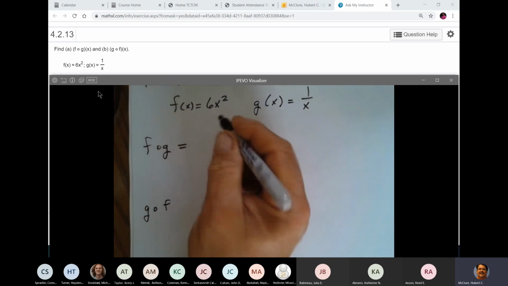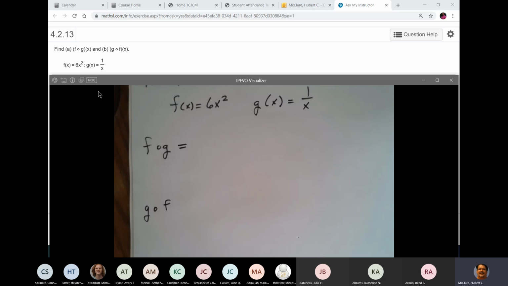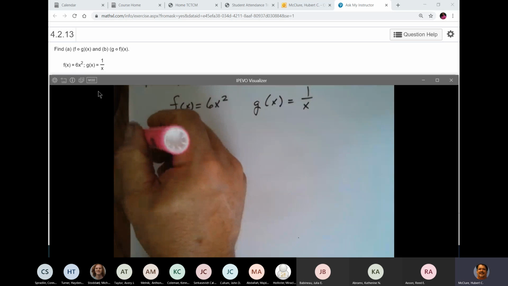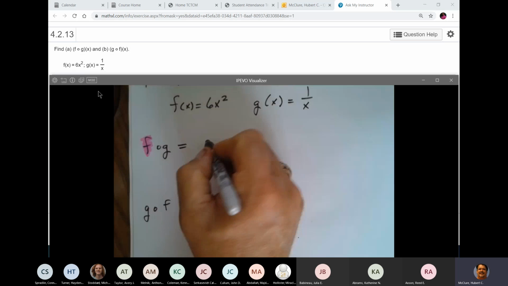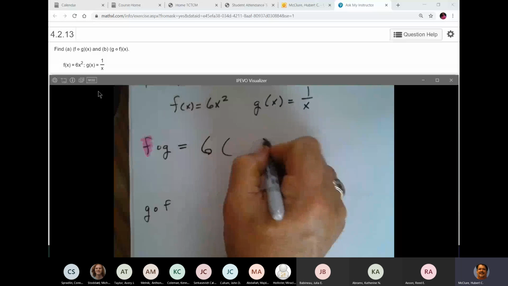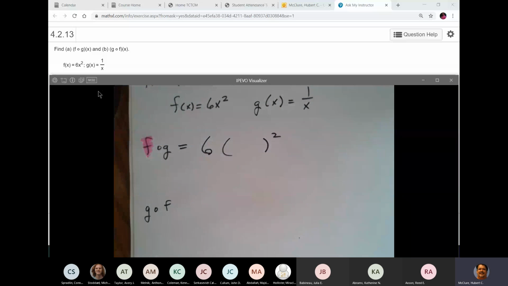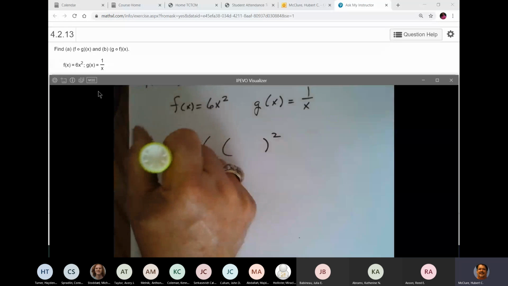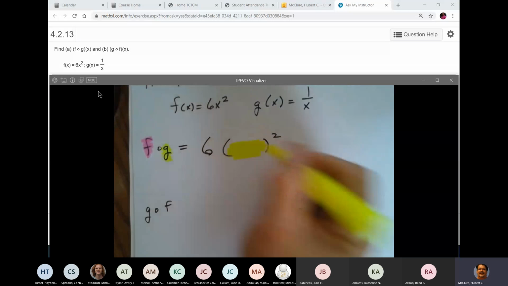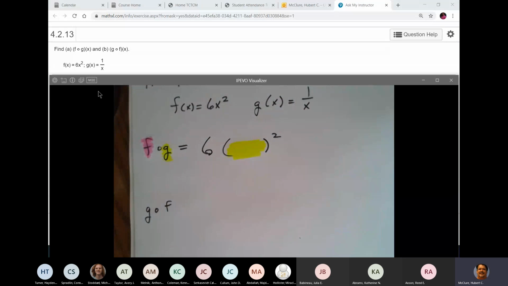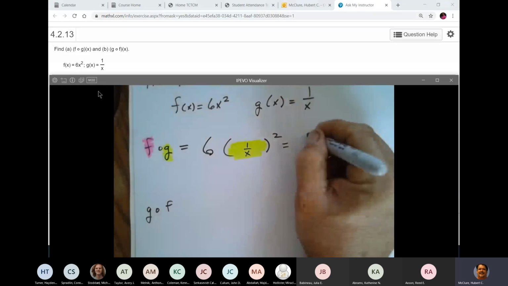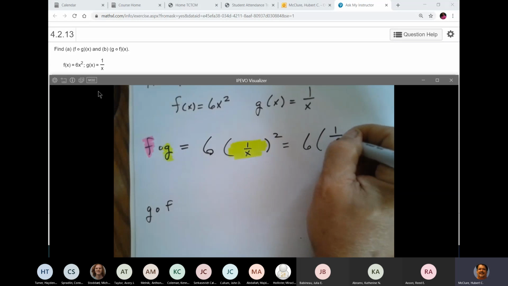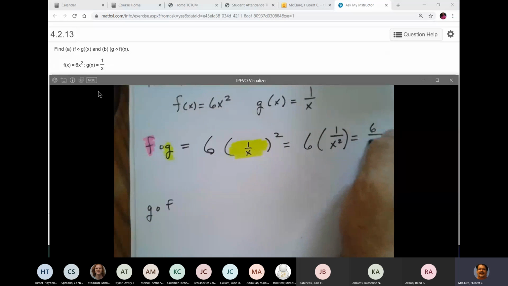Well, when you do f composed of g, f is going to be written with big parentheses. So that's going to be 6 times big old set of parentheses squared. And then the g of x is going to be plugged in. So that's going to be 1 over x. And that's going to be equal to 6 times 1 over x squared, which is 6 over x squared.